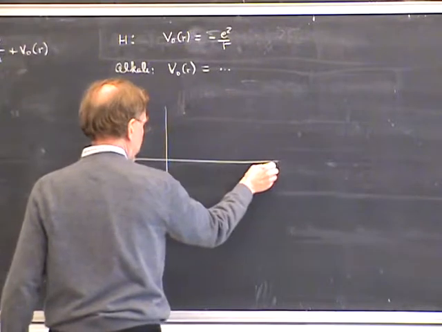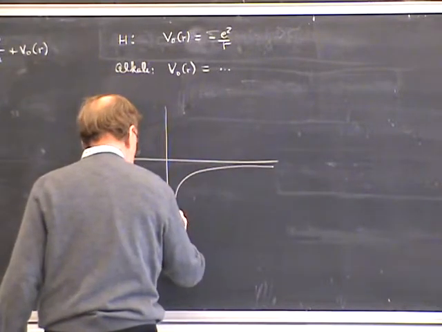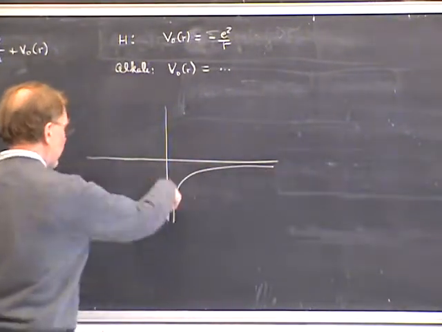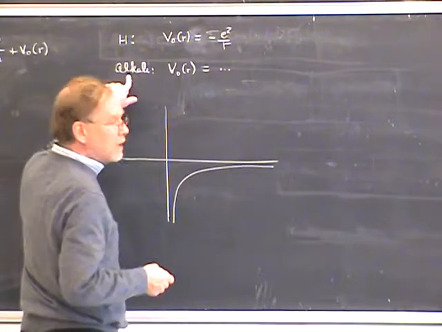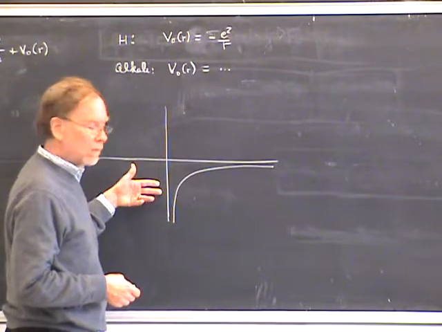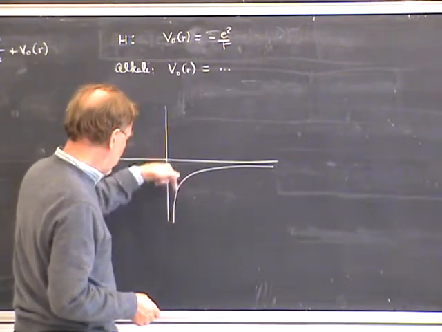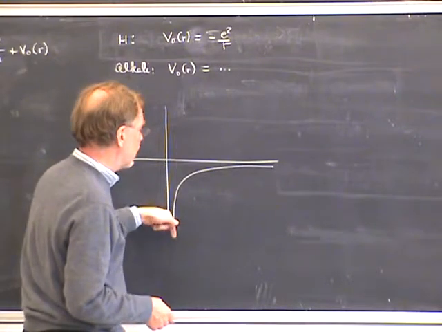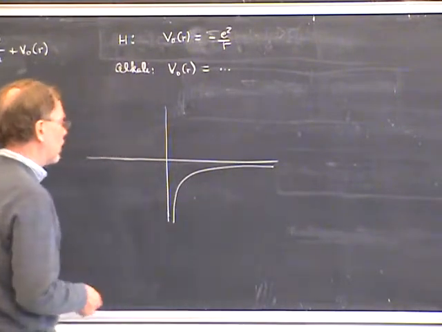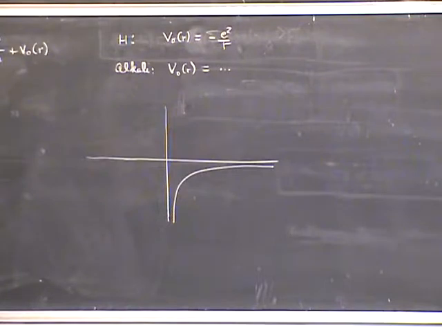And as far as a picture goes, both of these potentials are qualitatively the same. If I draw the potential energy for hydrogen, of course, that asymptotes to zero as r goes to infinity, and it goes to minus infinity as r goes to zero. The alkali potentials qualitatively do the same thing. There's a stronger electric force near the nucleus, so they go to zero faster. At large radii, they go to zero at about the same speed as hydrogen.